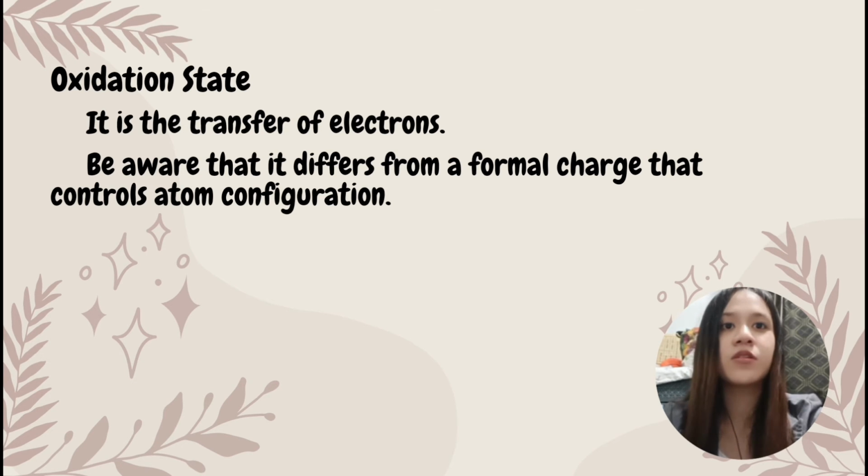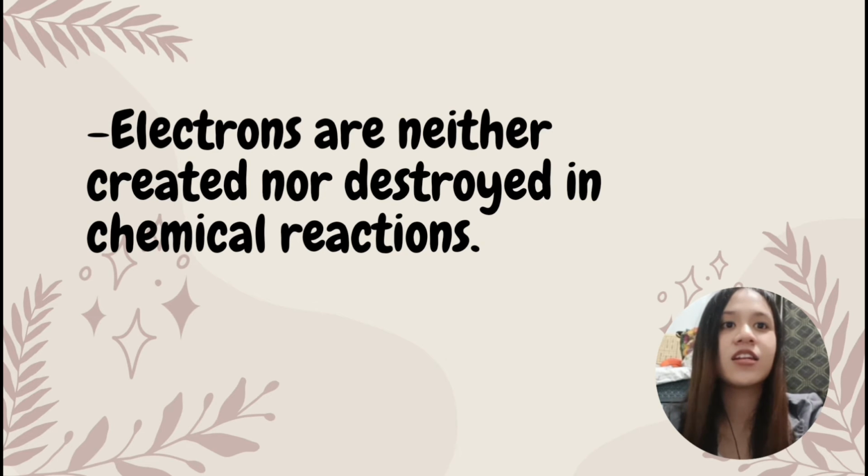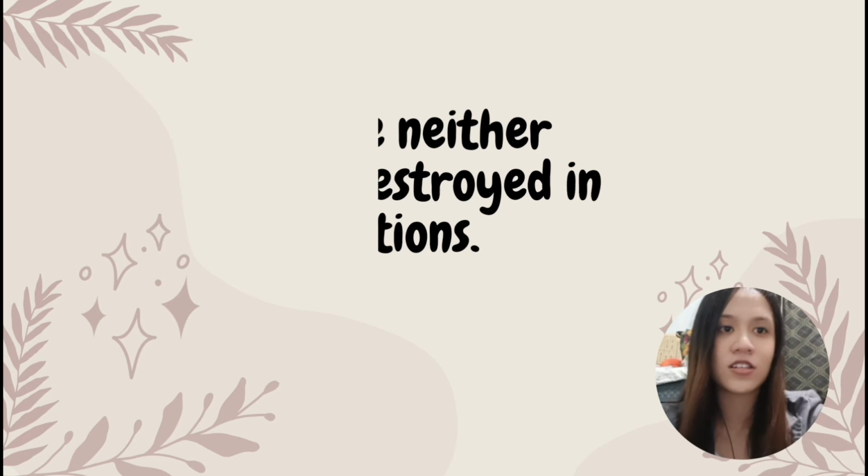However, you have to note that it is different from a formal charge which determines the arrangement of atoms. The oxidation number or state is also used to determine the changes that occur in redox reactions. Meanwhile, it is quite similar to valence electrons. Electrons are neither created nor destroyed in chemical reactions, so oxidation and reduction always occur simultaneously and to the same extent in ordinary chemical reactions.